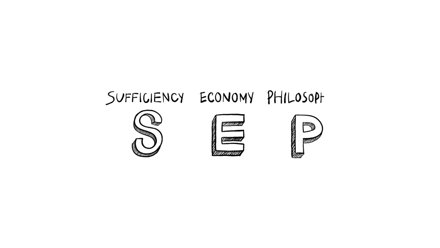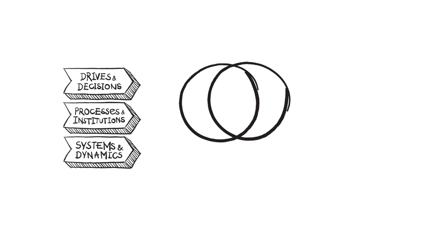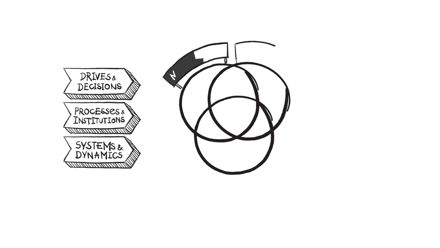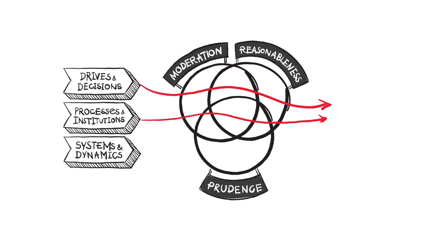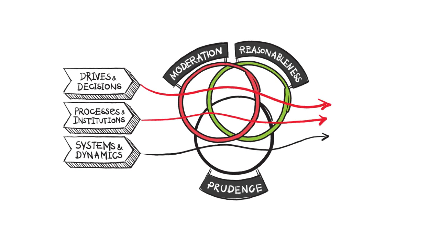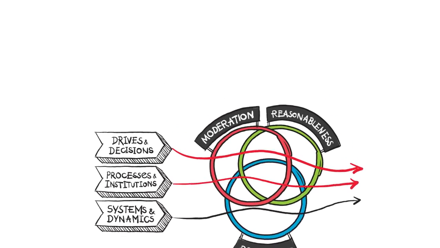When it comes right down to it, sufficiency economy philosophy posits that a good society is built on the basis of economic drives and decisions, processes and institutions, as well as systems and dynamics that adhere to the following 3 principles: moderation, reasonableness, and prudence. Indeed, one will find evidence of a moderation, reasonableness, and prudence mindset embedded across many of the world's cultures and intellectual traditions. Still, let's go over them one by one.